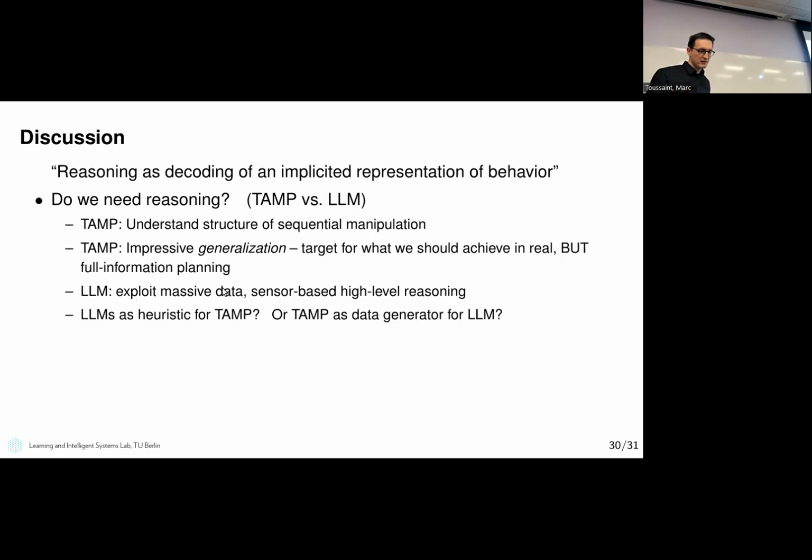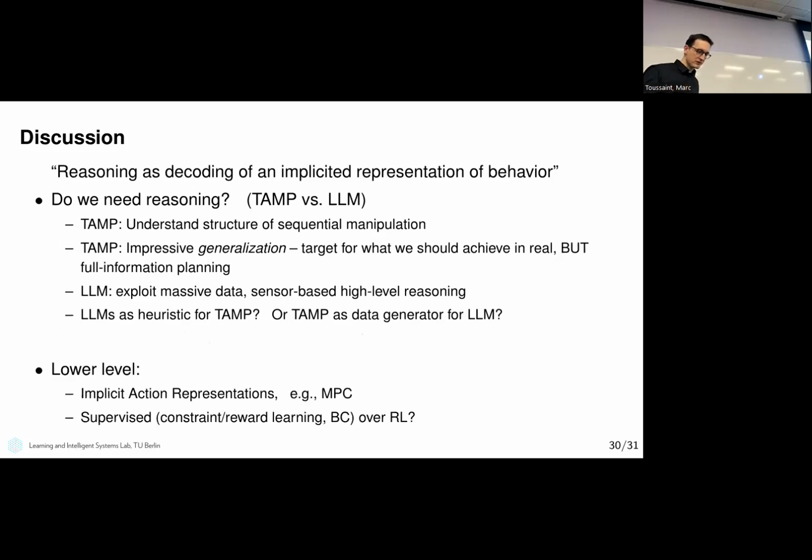They can exploit massive data, and you can also train them to be sensor-based, as in the arXiv paper. But still, you could think, are LLMs going to be used as a heuristic for TAMP planning, as with AlphaGo, if you think about it? Or the other way around, can you use TAMP planning for data generation? I think both of these directions are super interesting. And I still think that involving some kind of reasoning mechanisms to eventually make high-level decisions and combining them with LLMs is super interesting.